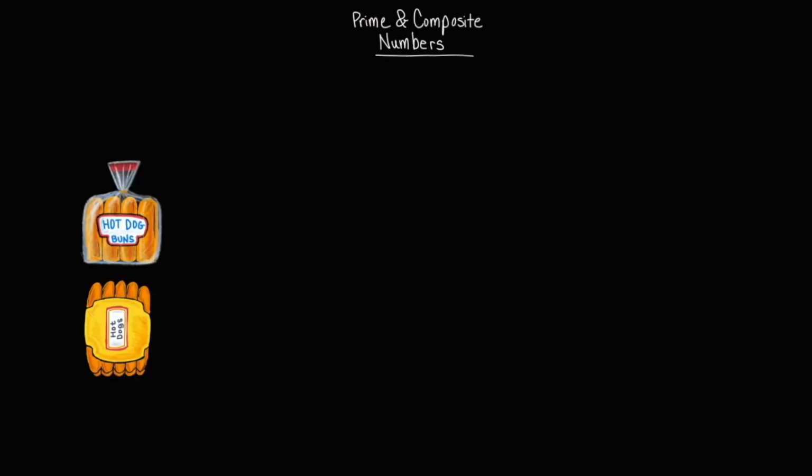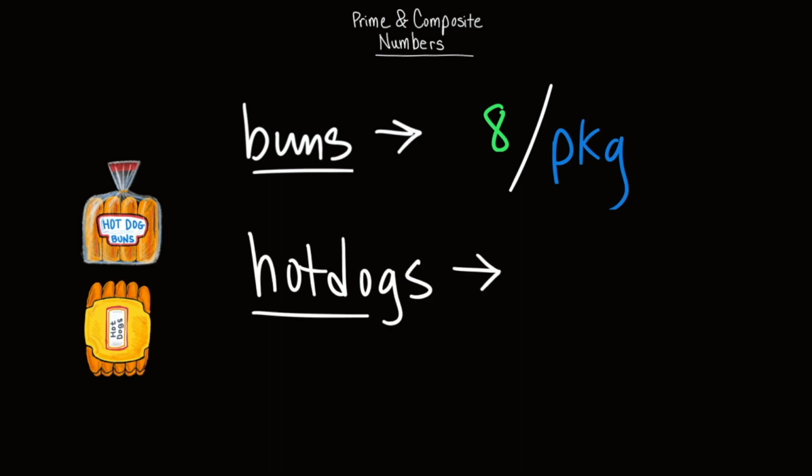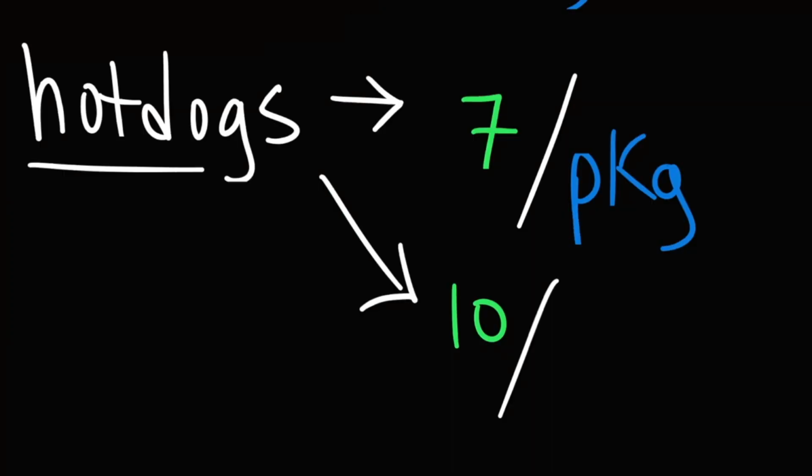Imagine you're going to a cookout and you're asked to bring hot dogs. There's going to be about 30 people there and you're asked to get 40 hot dogs and buns. So you go to the store and you notice that buns come in packages of 8. The hot dogs, you have 2 choices. Your first choice is 7 hot dogs per package. Your second choice is 10 hot dogs per package.